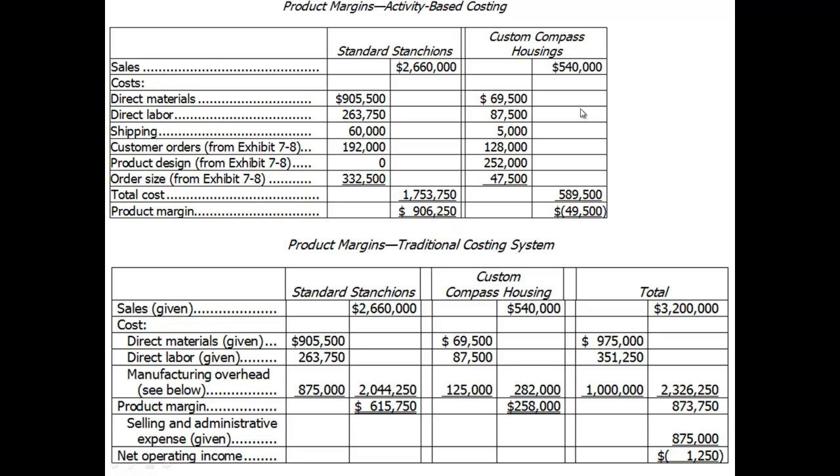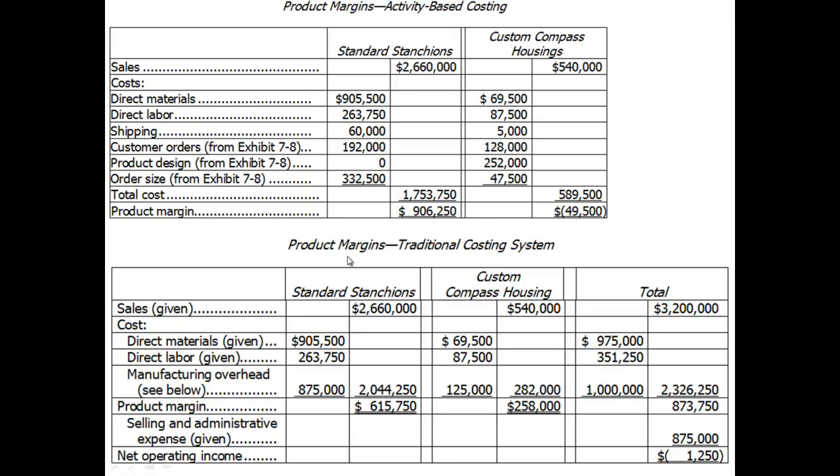$906,250. For Custom Compass Housing, we can track our sales pretty easily. We can track our direct materials, direct labor, and shipping very easily. And then we use ABC costing to break out the overhead costs related to this product. Add up the total cost and you see that we have a loss on our Custom Compass Housings. We can then use this material and we can see that the product design on the Custom Compass Housings cost us $252,000. Perhaps that is what caused us to have a loss. Management will then use this information to make those decisions.